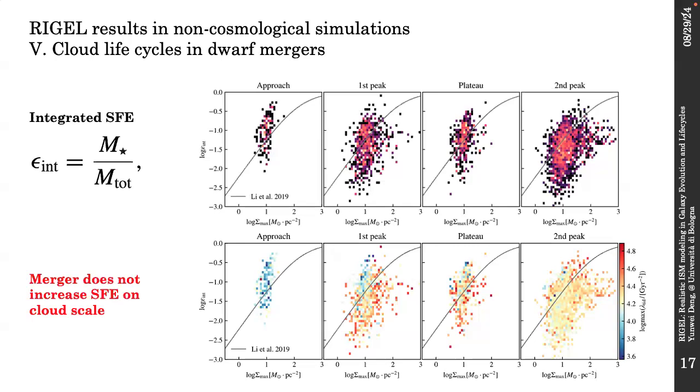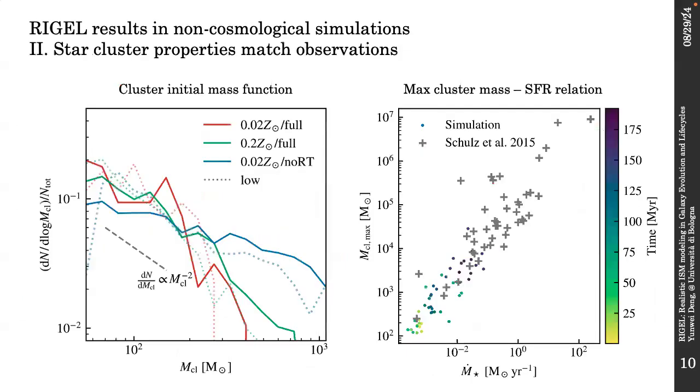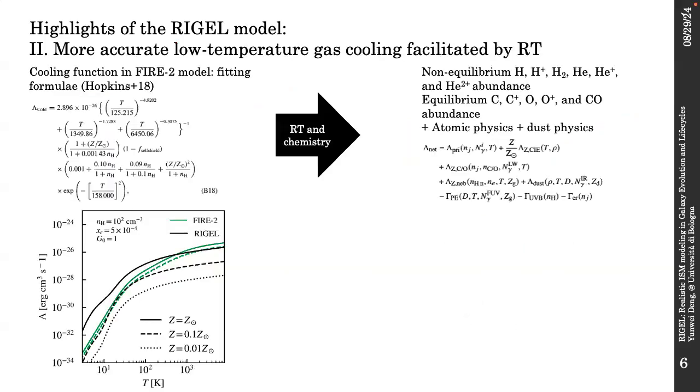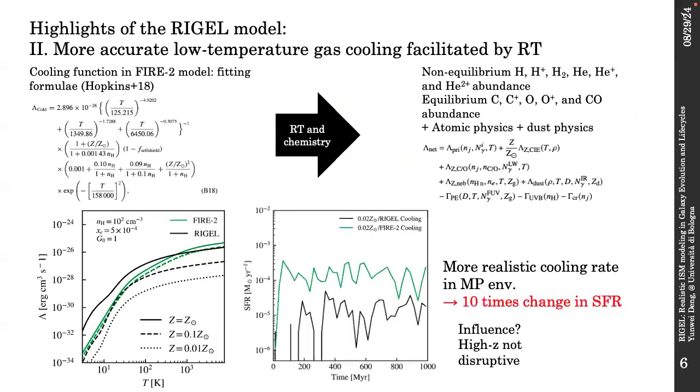Yes. I have a question regarding the new cooling function that you implemented in the simulation. You were showing that this obviously has an effect on the star formation history. I understand that with the RIGEL cooling, you have a lower overall star formation rate because you cool less.